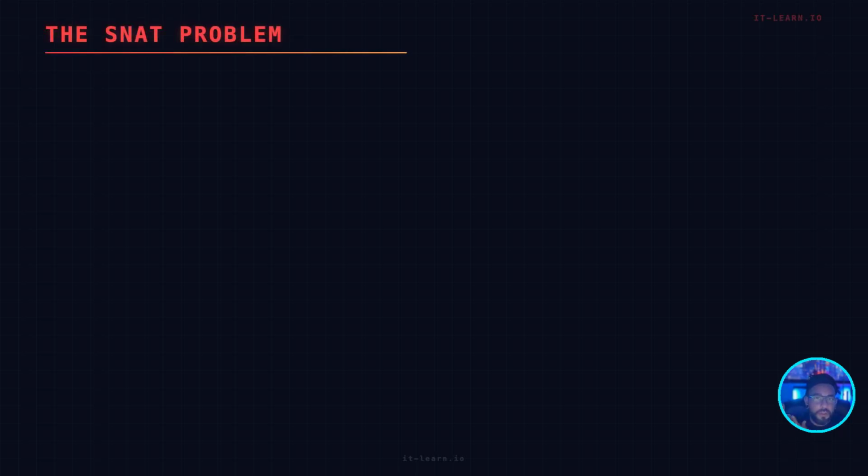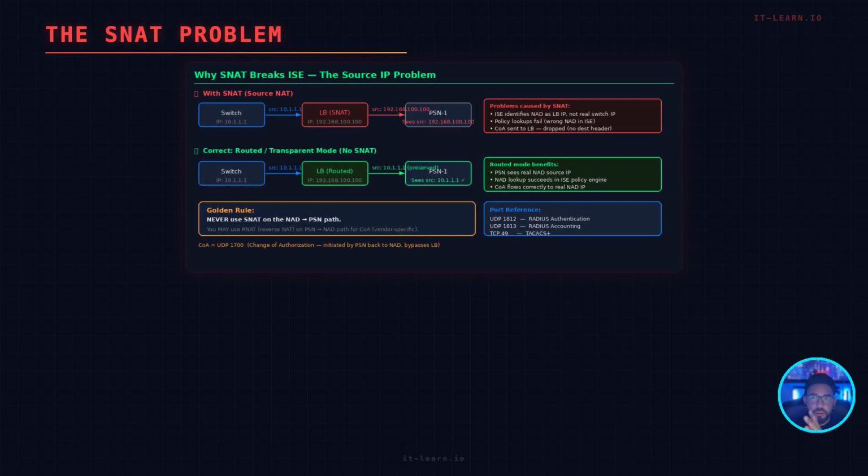Now let's talk about the SNAT problem, or source NAT. Here's a concept that everybody gets tripped up over. Source NAT is a fantastic tool in a lot of load balancing scenarios. It simplifies the return path routing, but with ISE, don't use it on the NAD to PSN path.